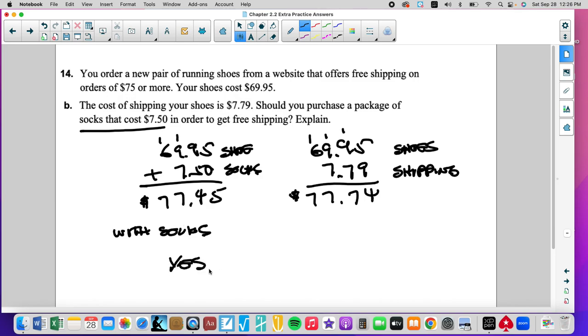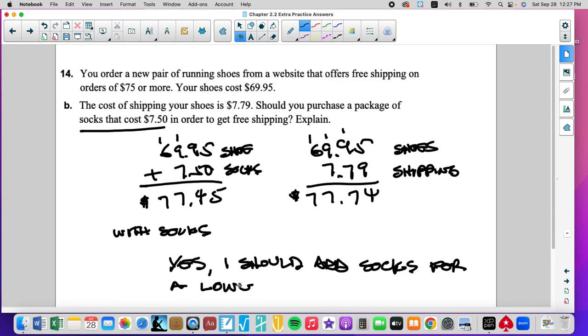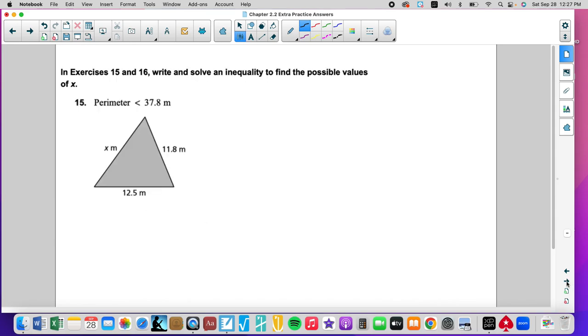Yes, I should add socks for a lower total cost. That's kind of cool. So I get shoes and socks cheaper than just shoes alone. Oh, baby. Yes, the purchasing things that you need to do.